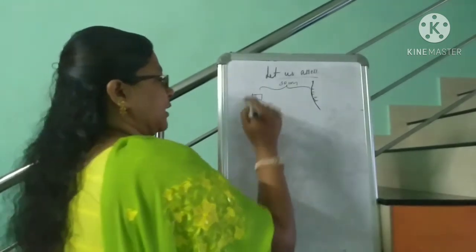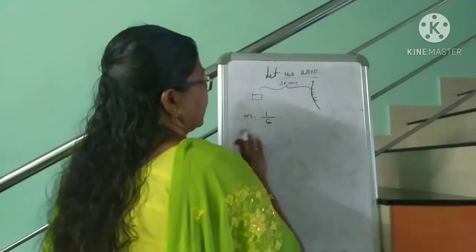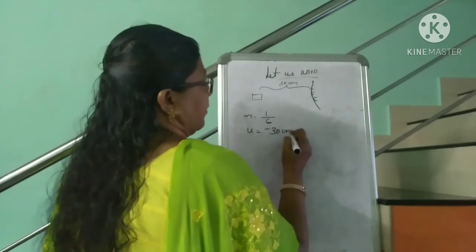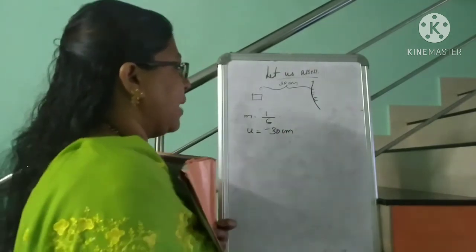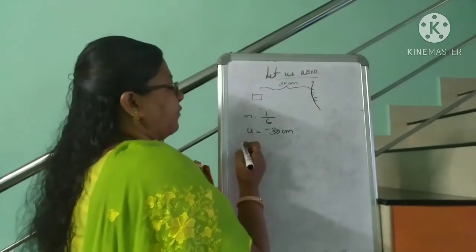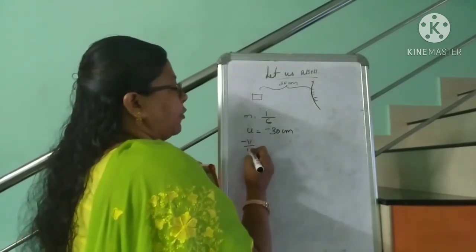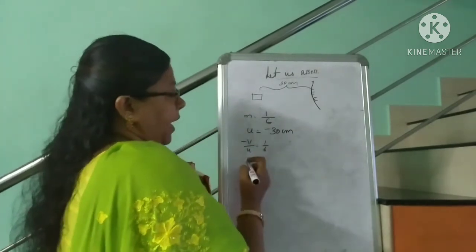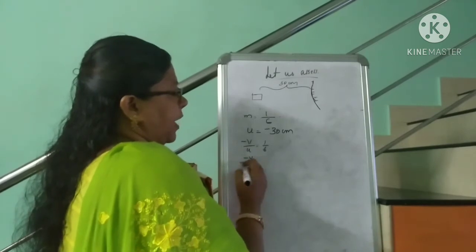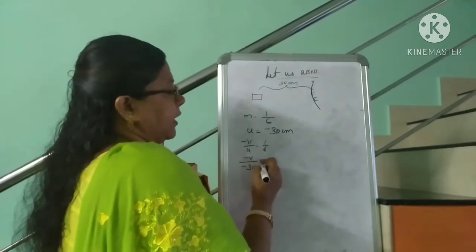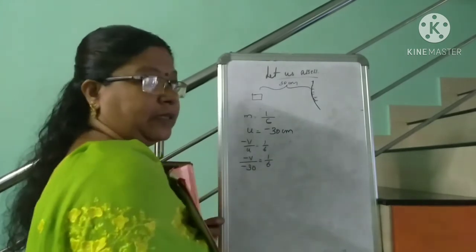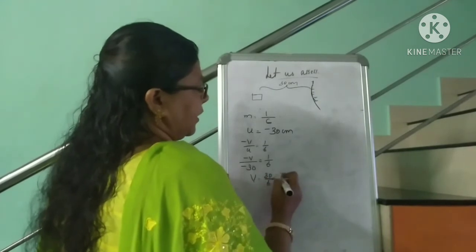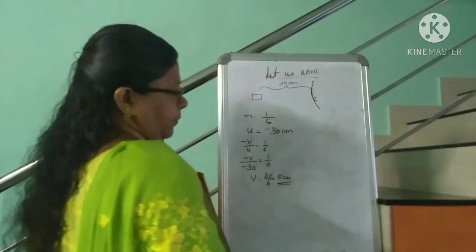Here, what is 30 centimeter? U is equal to minus 30 centimeter. Then M is given as 1 by 6. What is the formula for M? M is equal to minus V by U, which is 1 by 6. Or minus V by minus 30 is equal to 1 by 6. Or V is equal to 30 by 6, that is equal to 5 centimeters.